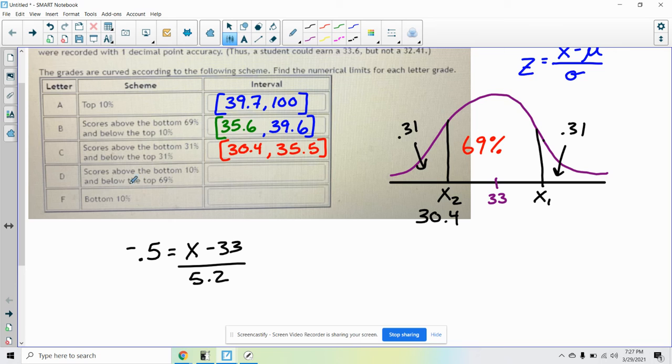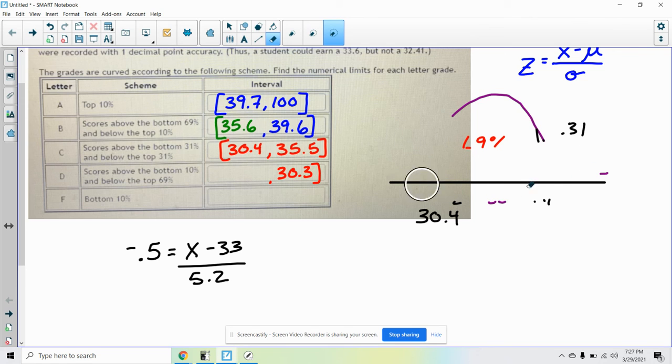Okay, now this says scores above the bottom 10% and below the top 69%. Well, that's this value. They kind of match up. They did it on purpose. So this is going to be from 30.4 up, and down to the bottom 10%. I'm going to erase this one more time.